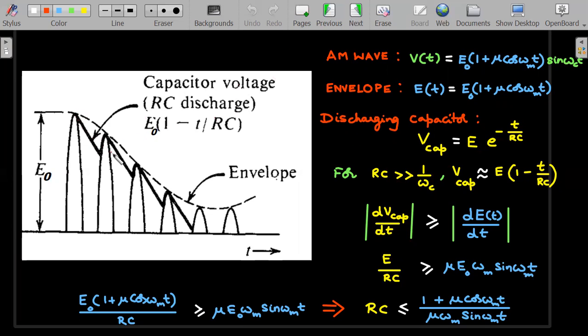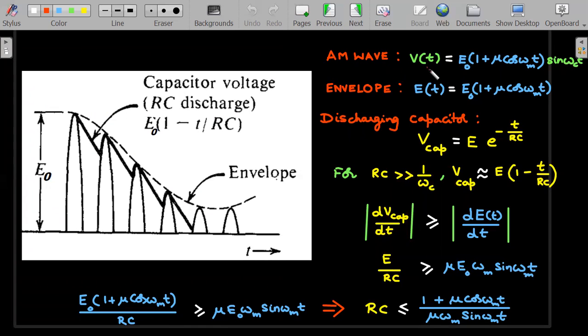Why can we do that? I'll explain that. The actual envelope is this one, which is your message. You're supposed to follow this curve, but there will be an error. You'll be getting this kind of a curve. If RC is too large, then you'll miss the envelope by having a slope like this. So that's the danger. Step by step, let's write the AM wave.